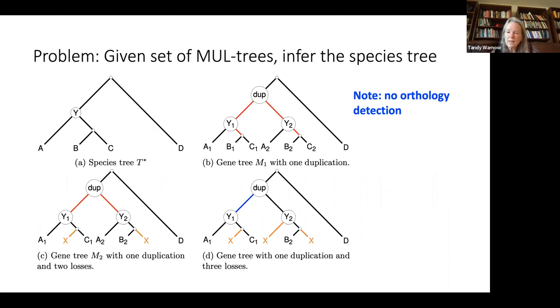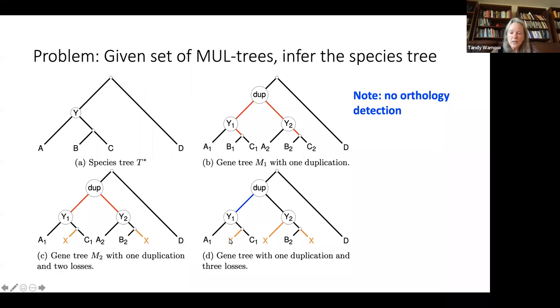Now, let me show you why this is not trivial. As I said, if you have only one duplication and no losses, it's pretty easy to get the species tree. You have a duplication here, you're going to get a copy of ABC, a copy of ABC, and D is on the outside. That's easy. This is a duplication, but two losses. So you lose B1 and you lose C1. And you have a gene family tree that has two copies of A, a copy of C, a copy of B, and then one copy of D. You probably can't figure out the species tree from that. But at least you know it's a gene family tree because you see two copies of A.